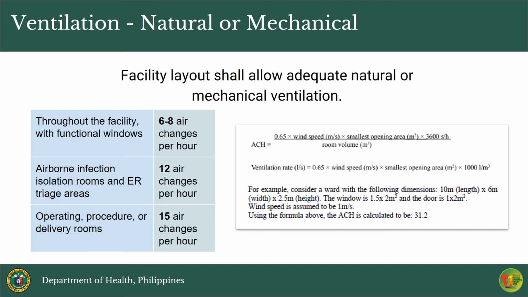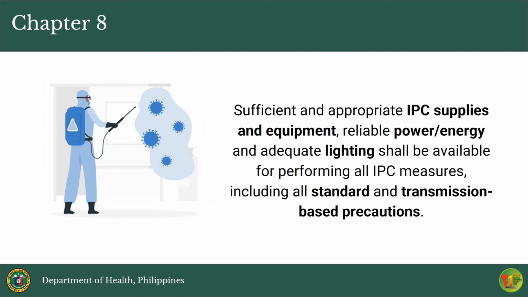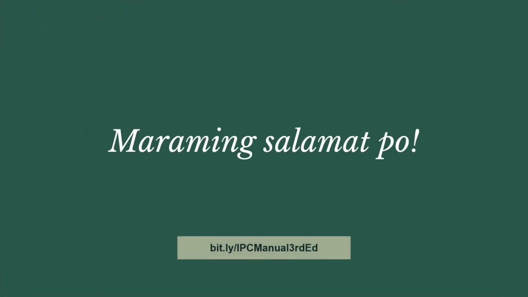Sufficient and appropriate IPC supplies and equipment and reliable power or energy shall be available for performing all IPC measures according to minimum requirements, including all standard and transmission-based precautions, as applicable. Lastly, adequate lighting shall be available during working or operating hours for providing continuous and safe care. That is it for the Manual of National Standards in Infection Prevention and Control for Health Facilities, 3rd edition. From the Health Facility Development Bureau, Maraming salamat po.